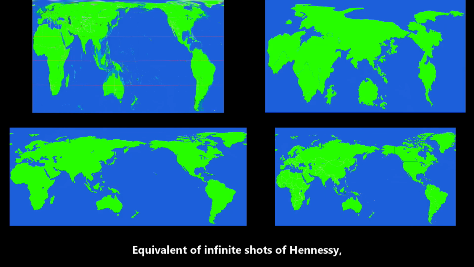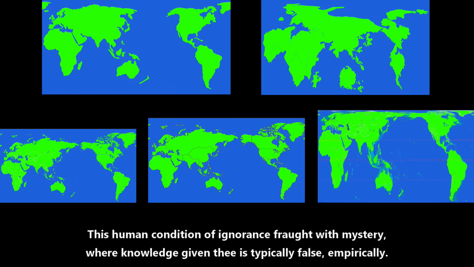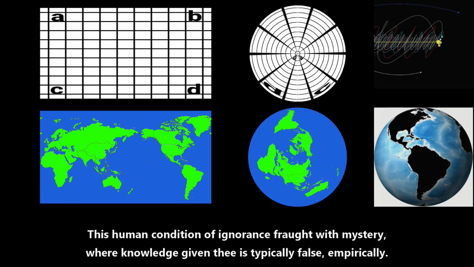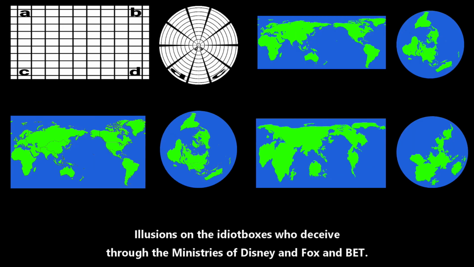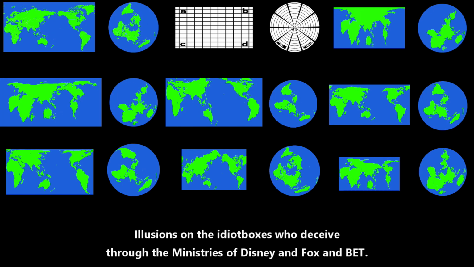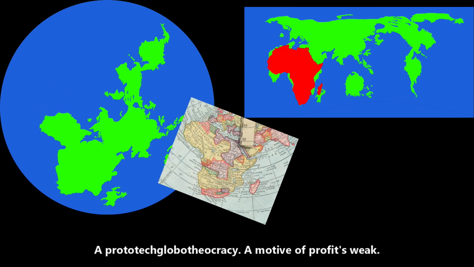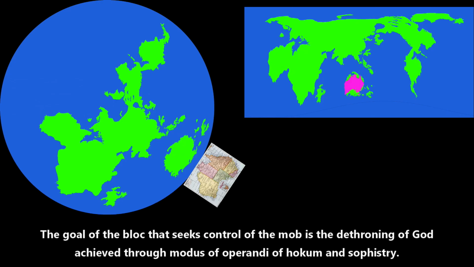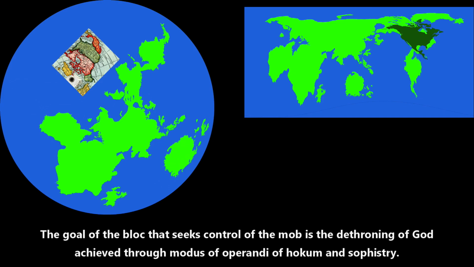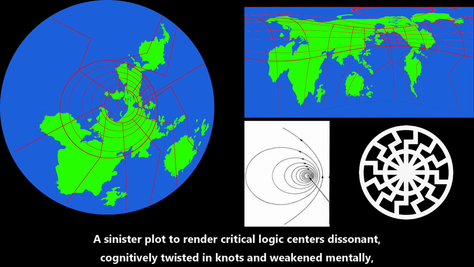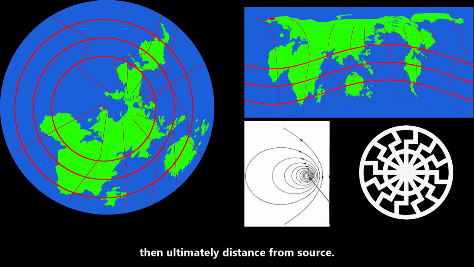equivalent of infinite shots of Hennessy, this human condition of ignorance fraught with mystery, where knowledge given thee is typically false empirically, illusions on the idiot boxes who deceive through the ministries of Disney and Fox and BET. A proto-tech global theocracy, a motive of profits weak. The goal of the block that seeks control of the mob is the dethroning of God, achieved through modus operandi of hokum and sophistry, a sinister plot to render critical logic centers dissonant, cognitively twisted and knocked and weakened mentally, then ultimately distant from source.